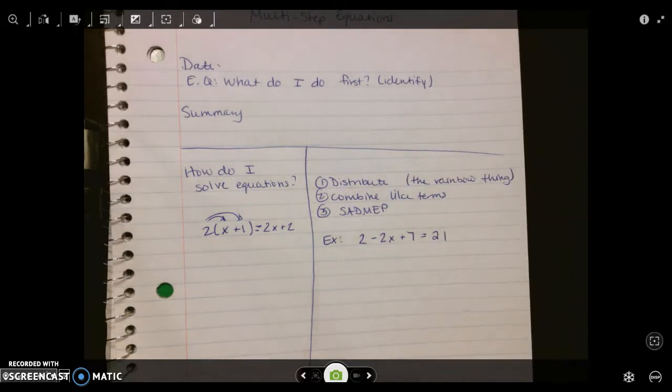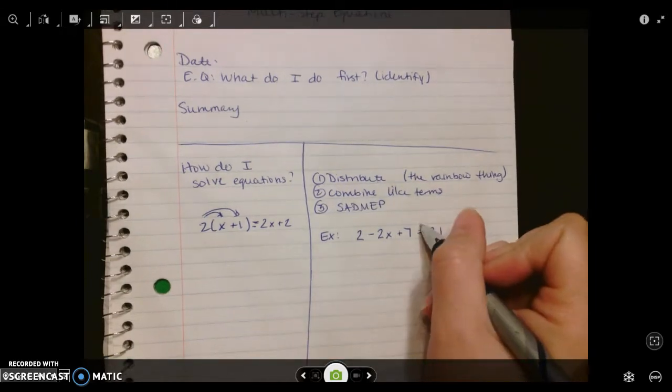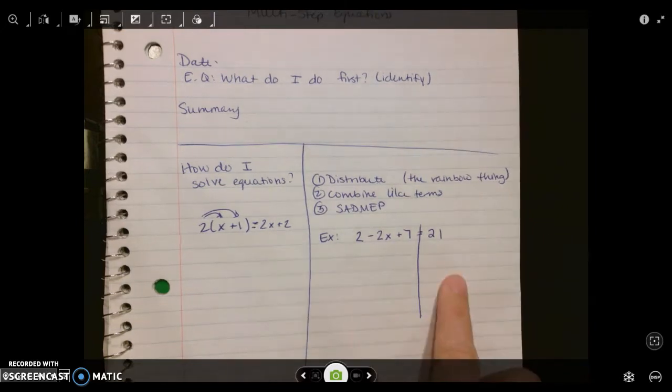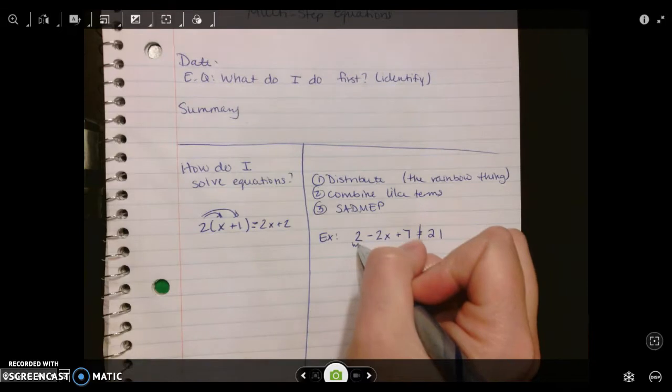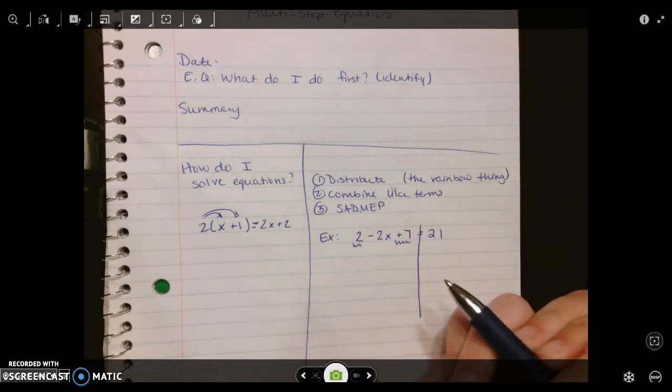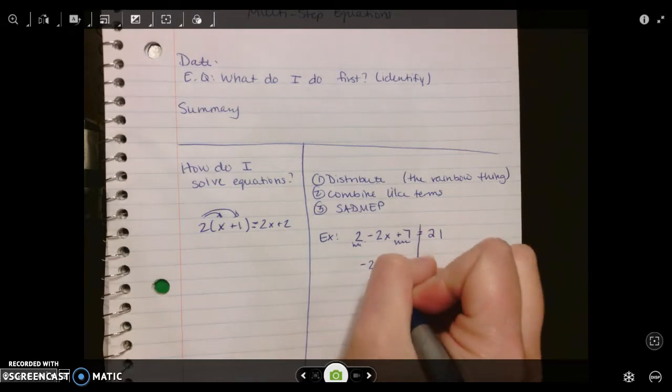Okay, so first thing I want to do is see if I have any distributing. I don't see anything. I'm going to draw my line through the equal sign so I make sure that I have that balance like we talked about in the other video. Then I want to combine any like terms. Well, here are two like terms right there. Now I have a 2 and a 7, which gets to be 9.